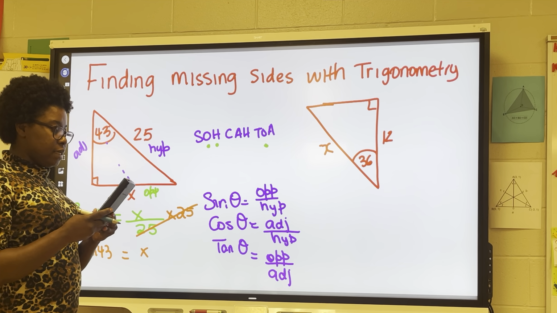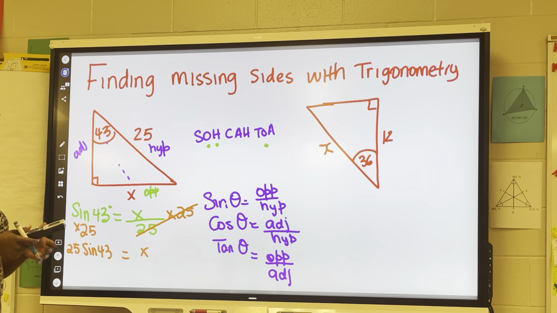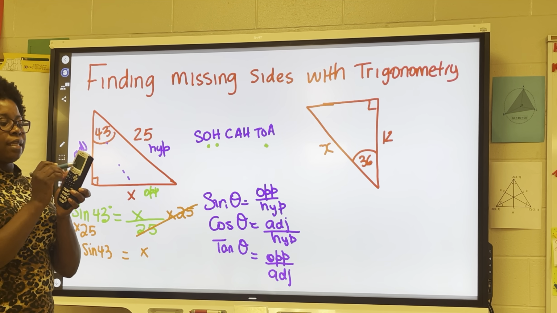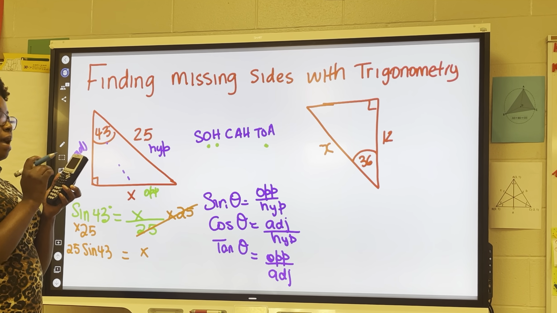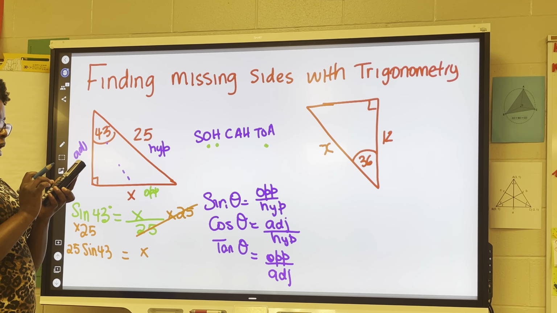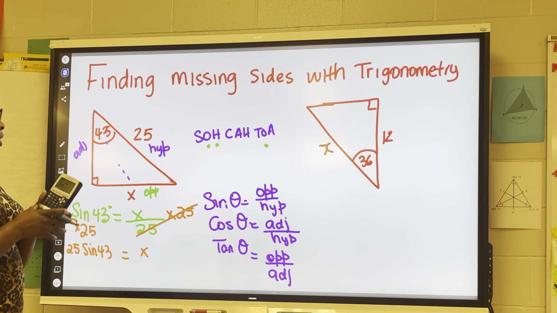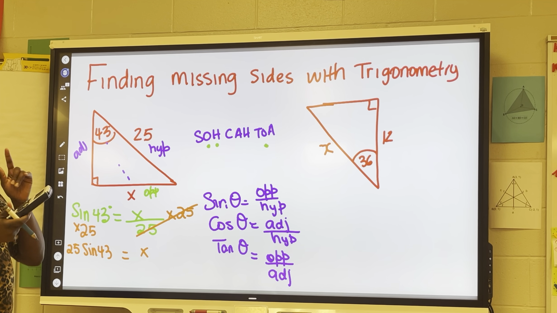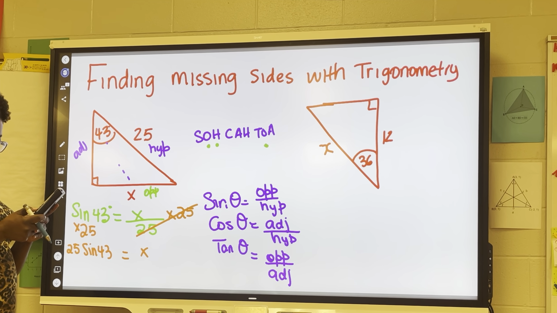Now you go to your calculator and enter that. It's 25 times the sine of 43. Oops, hold on. 25 times sine 43. One thing, guys, you need to ensure your calculator is in degrees, because mine was in radians and I saw my answer and had to change it. So ensure your calculator is in degrees when you're trying to find the missing side. Always check for that. Let's go again. 25 times the sine of 43. I keep putting the division sign.